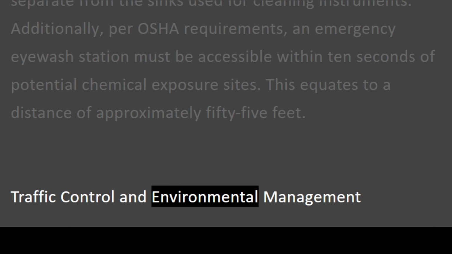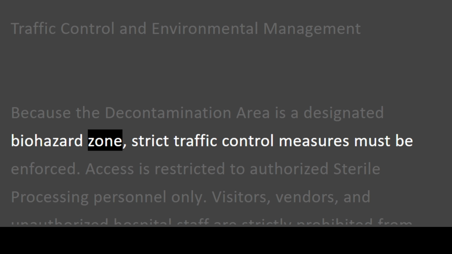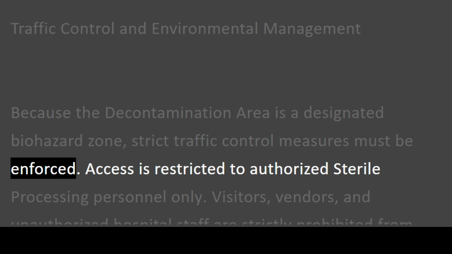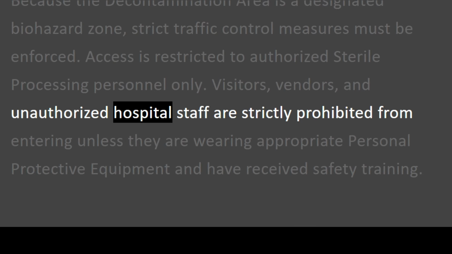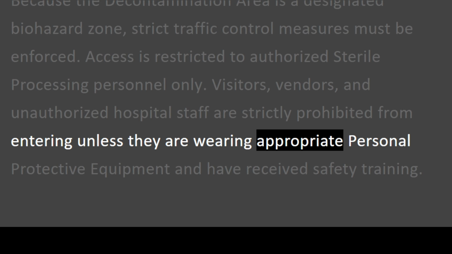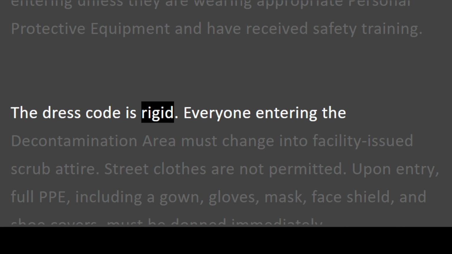Traffic control and environmental management. Because the decontamination area is a designated biohazard zone, strict traffic control measures must be enforced. Access is restricted to authorized sterile processing personnel only. Visitors, vendors, and unauthorized hospital staff are strictly prohibited from entering unless they are wearing appropriate personal protective equipment and have received safety training. The dress code is rigid.